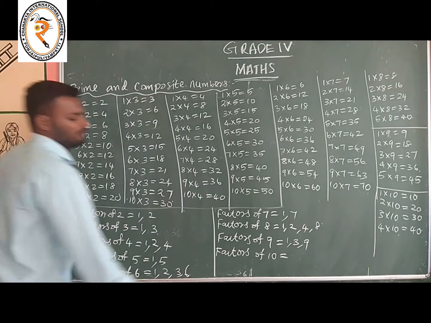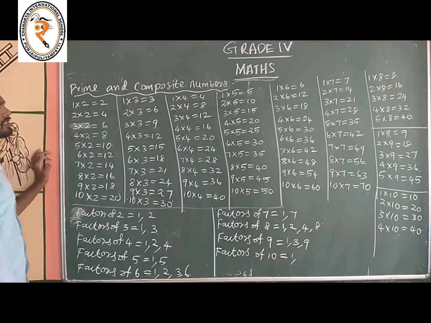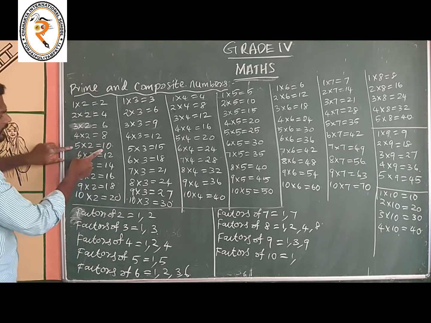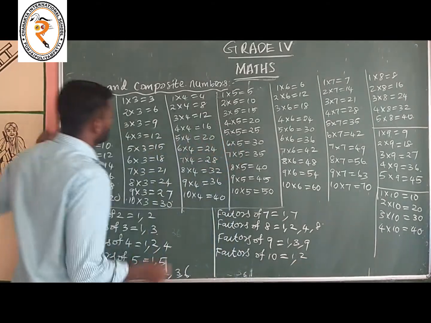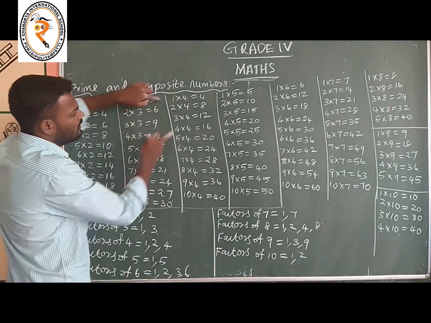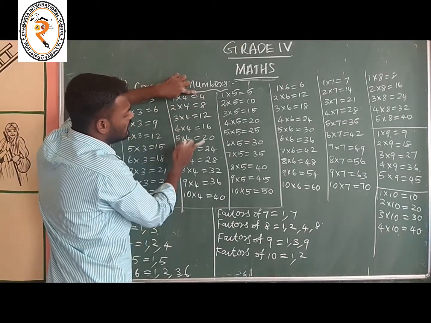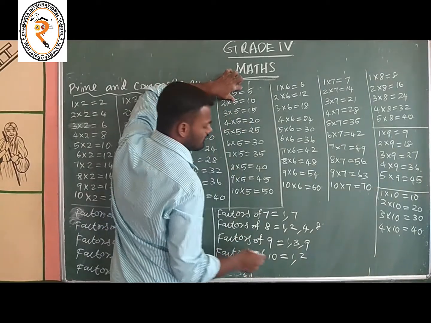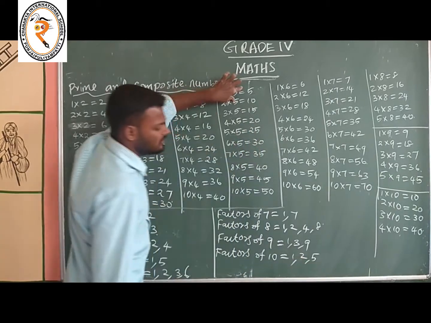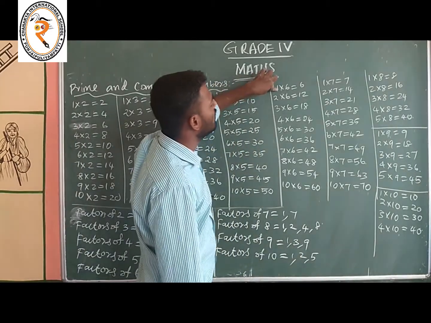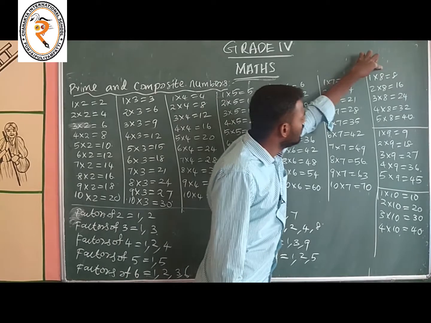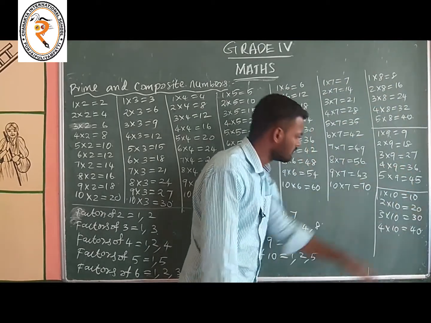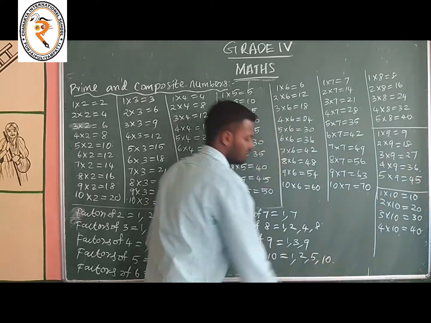We are checking the first table: 10 comes in the first table. The second table, we are checking 10: yes, 10 comes in the second table. In the third table 10 is not here, and in the fourth table 10 is not here, and the fifth table, 10 is here. The sixth table, not here; the seventh table, 10 is not here; the eighth table, 10 is not here; the ninth table, 10 is not here; and in the 10th table, 10 is here.